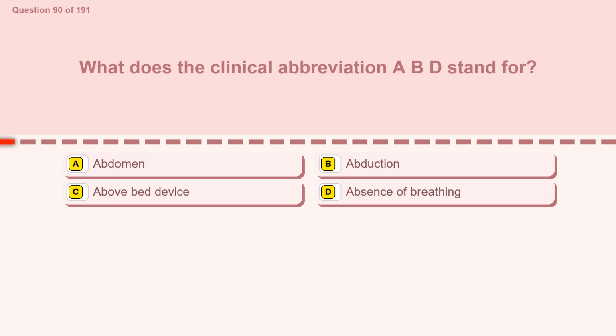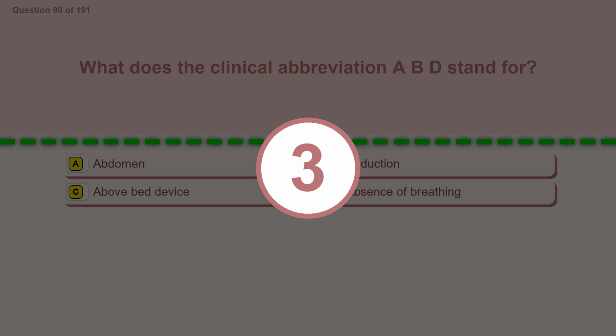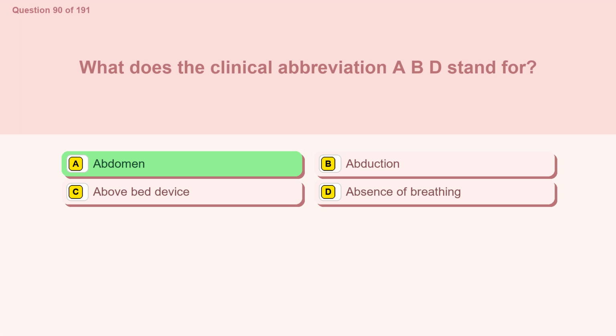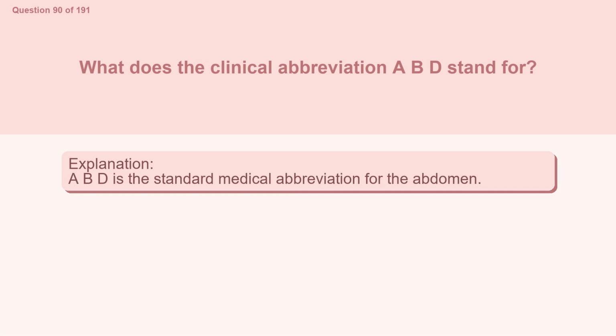Question 90. What does the clinical abbreviation ABD stand for? Option A, abdomen. Option B, abduction. Option C, above bed device. Option D, absence of breathing. The correct answer is option A, abdomen. ABD is the standard medical abbreviation for the abdomen.